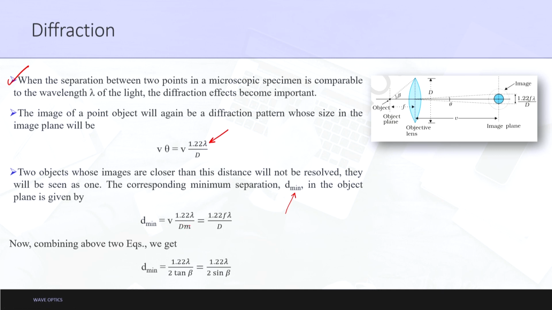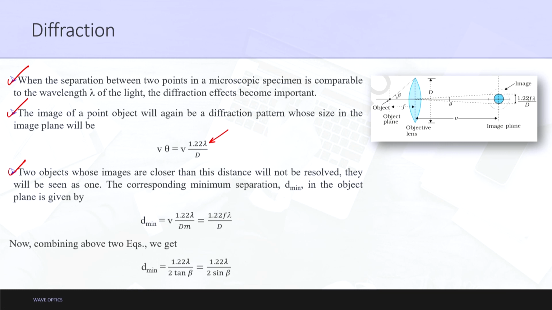So, this magnification we know is equal to v by f, hence v gets cancelled, and we will get the value of d min as 1.22 f lambda by capital D. So, for this case scenario you just need to remember this. There is nothing much more to be explained. These are nothing but simple mathematical calculations after we know the value of resolving power, that is 1.22 lambda by capital D.